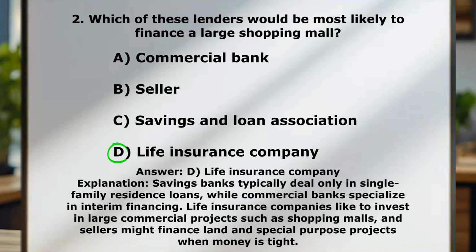Typically, savings banks only deal in single-family residence loans, while commercial banks typically specialize in interim financing. While a life insurance company is likely to invest in large commercial projects such as shopping malls, and typically sellers will finance land and maybe special purpose projects when money's tight. So answer D, life insurance company.